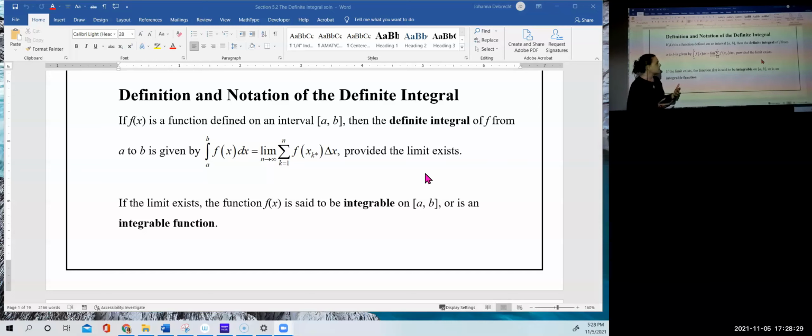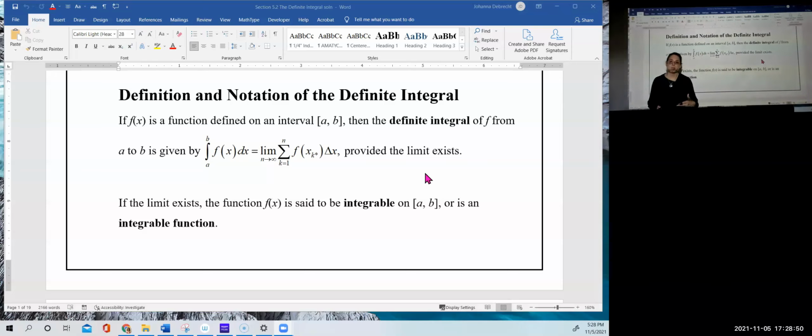Basically, what we have then is the definite integral, called definite because we're going from a definite value of a at the lower level to a definite value of b at the upper level, called the limits of integration. We have this being equal to the limit of a Riemann sum.